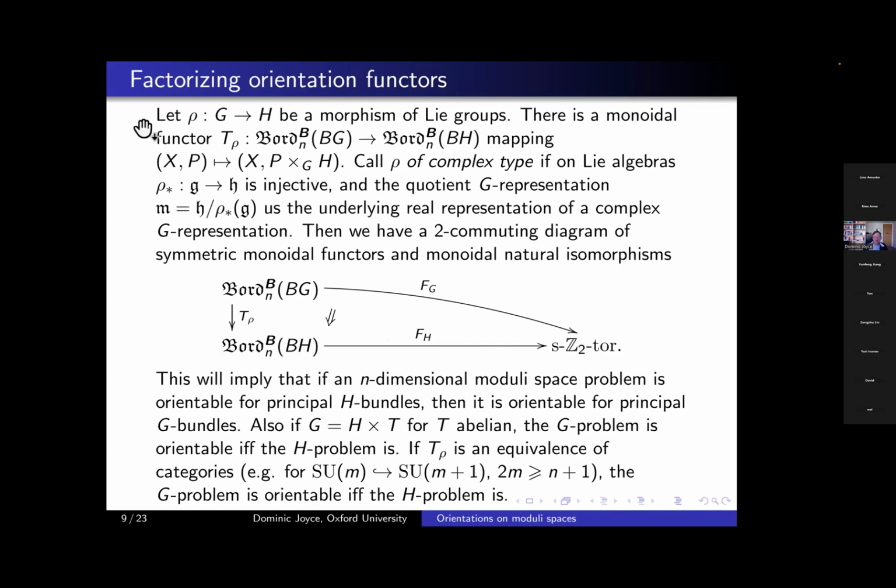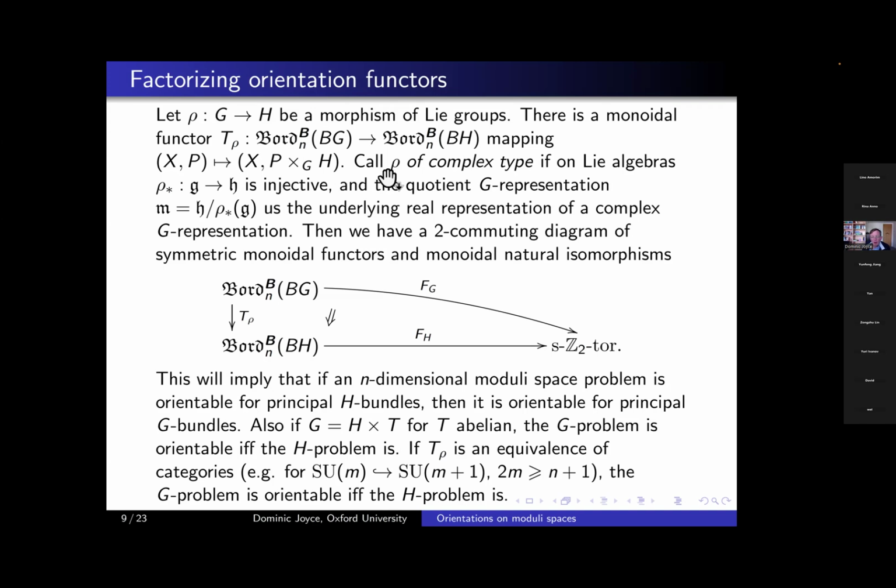Let's now talk about factorizing orientation functors. This is a kind of general technique which I'll illustrate. Let's suppose rho going from G into H is a morphism of Lie groups. Then you can define a monoidal functor from the bordism category of G to the bordism category of H, which maps the pair of X and P, where P is the principal G bundle, to the same manifold X with the induced H bundle, where we define that principal H bundle by dividing out by G, where the G action on H comes from this morphism rho.